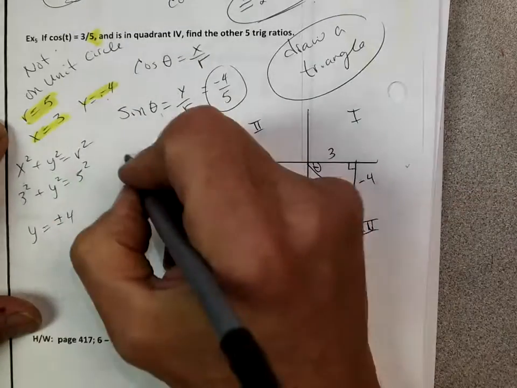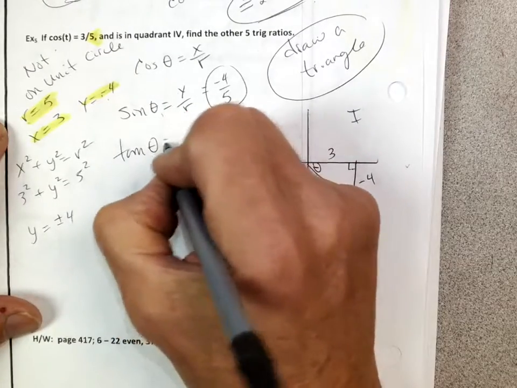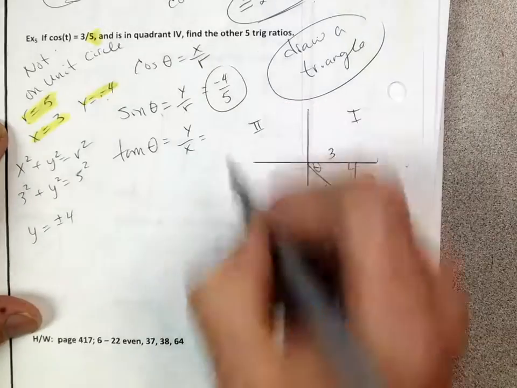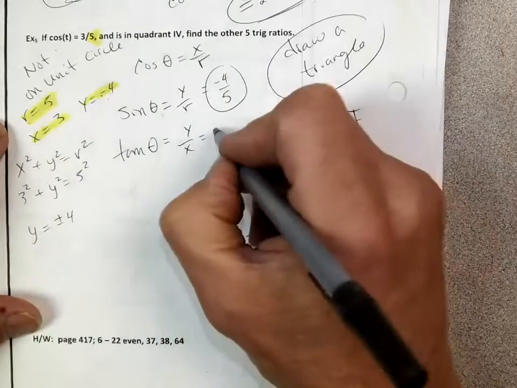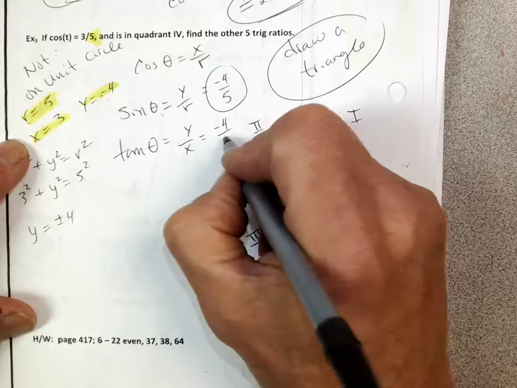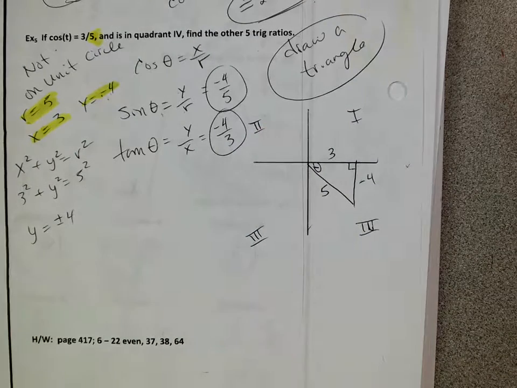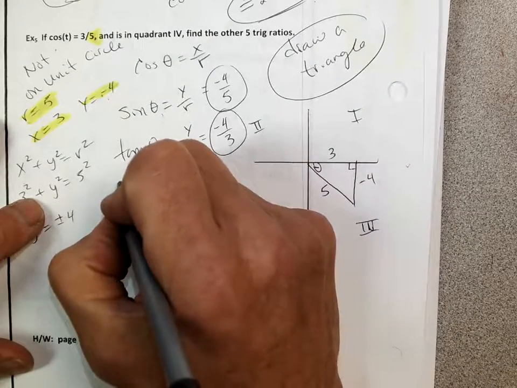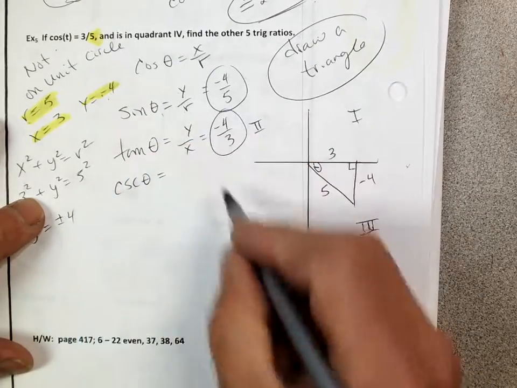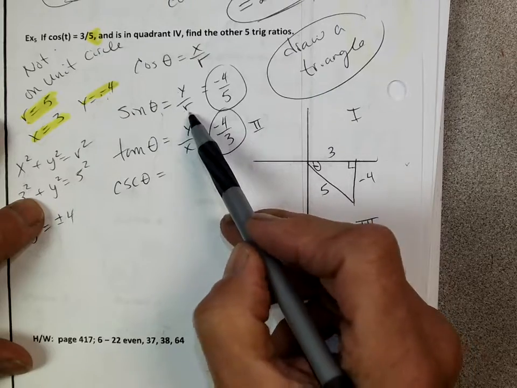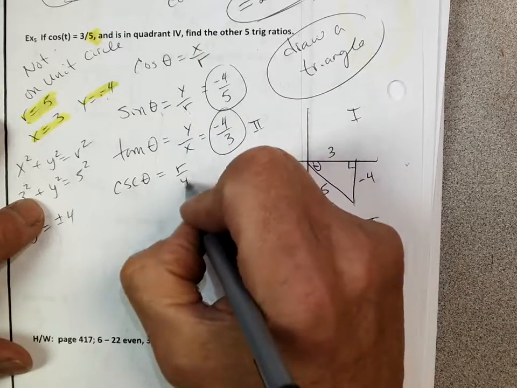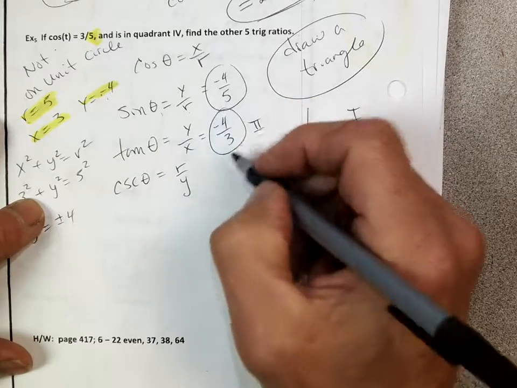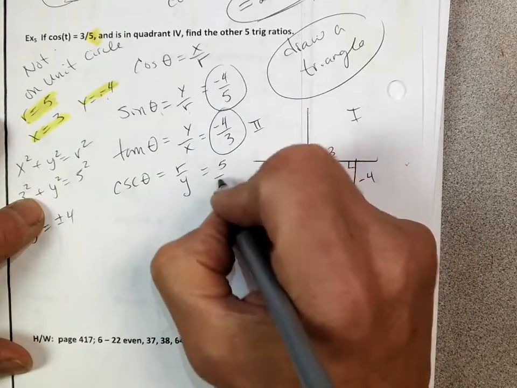We've done cosine, so let's do tangent. Tangent of the angle is going to be the y over the x, right? My y is -4 and my x is 3. -4/3. My cosecant of theta is the r over the y, or the reciprocal of sine, so it's just going to be 5 over -4.